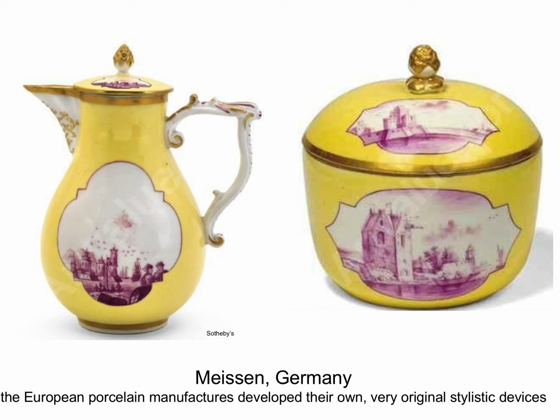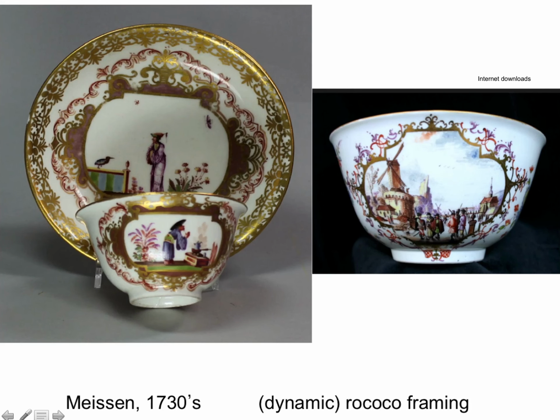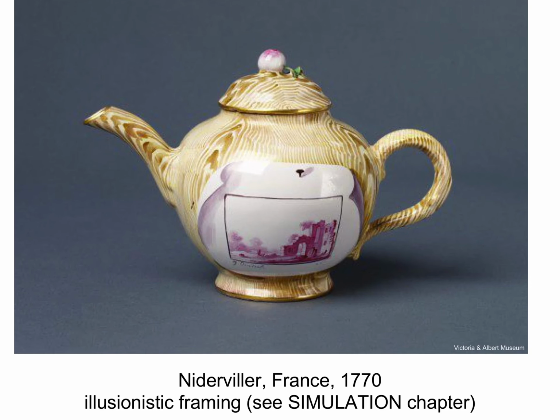And of course, European porcelain manufacturers developed their own very original stylistic devices. For example, the use of the Baroque frame, the monochrome yellow ground, and so on and so forth. And this use of a dynamic Rococo framing where the frame itself becomes decoration and expands into the surface of the ware. And it doesn't only define a space for an image to happen, but it also connects with the object in a way that is extremely dynamic and forceful. We will look in the next presentation at simulation in ceramics.